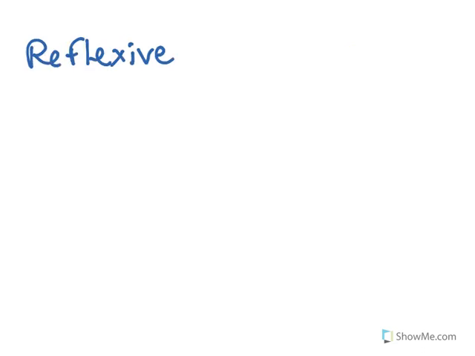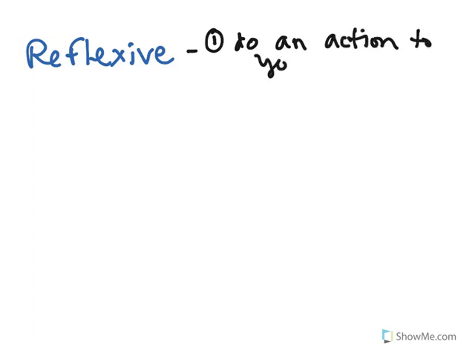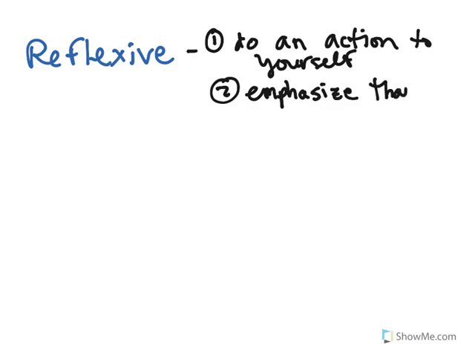Okay. And then reflexive pronouns. Reflexive pronouns are a little bit tricky, but not really. We basically use them in two ways. We use them, one, when you do an action to yourself, or when you want to emphasize that you did an action alone.